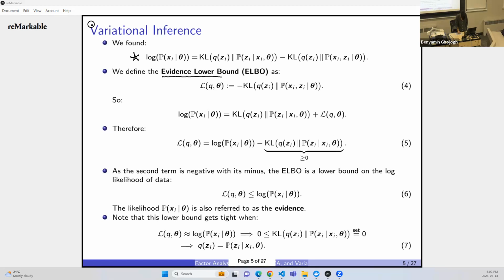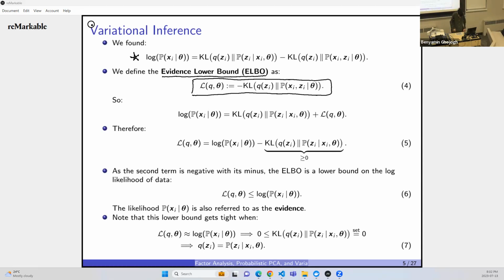Now I define evidence lower bound, also called ELBO. This is a very important formula in machine learning. Evidence lower bound, or ELBO. And what is it? I defined it in this way: L of Q and theta equals minus KL divergence between Q of Zi, prior of Zi, and the conditional joint probability of Xi and Zi given theta.